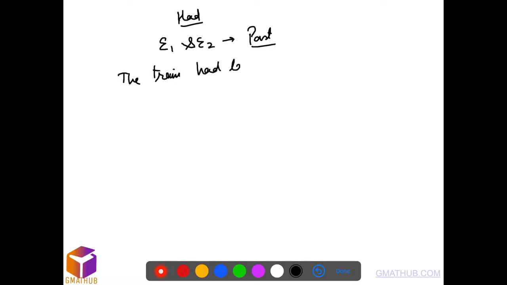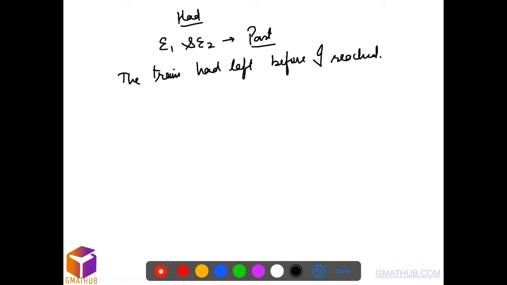First of all, let's see the use of had. So had is used when we have two events both happening in the past. For example, the train had left before I reached the station. So the two events are happening, train left and I reached.